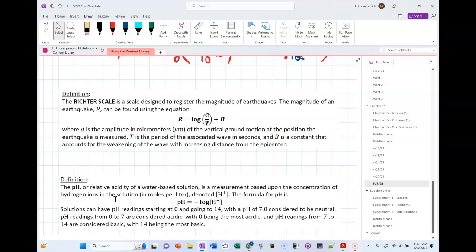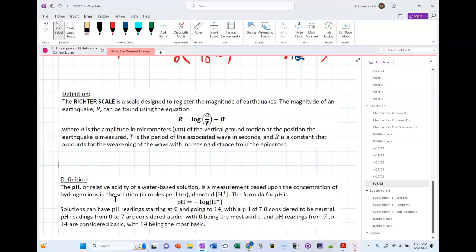So the little a is the amplitude in micrometers of the vertical ground motion at the position where the earthquake is measured. I'm just describing to you what this is, so when we read a story problem, you can figure out, oh, what variable does this need to go with, right? So it's basically measuring how much up and down the ground is moving where you're measuring it, right?